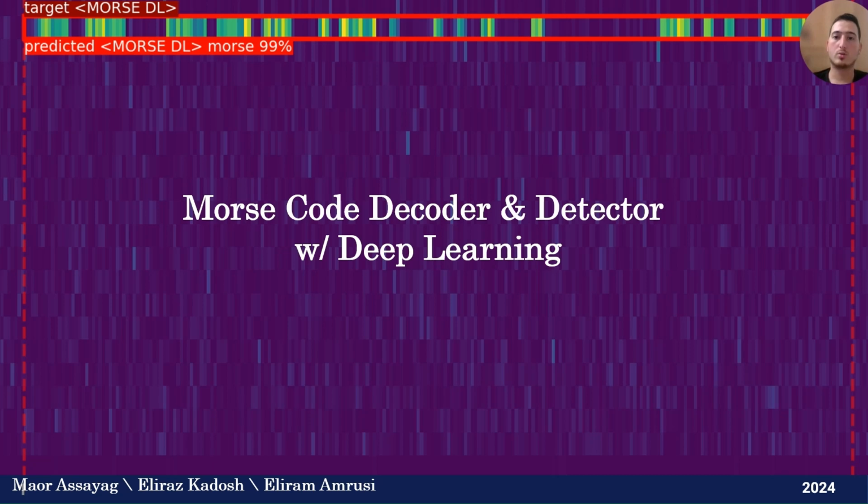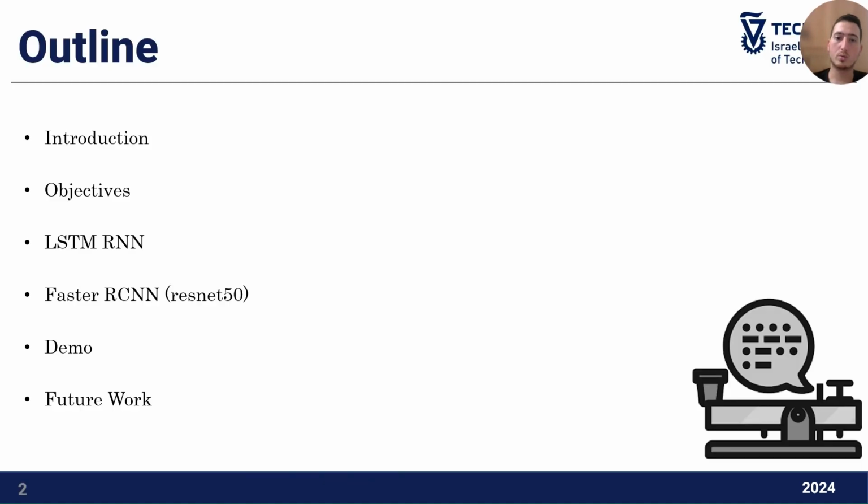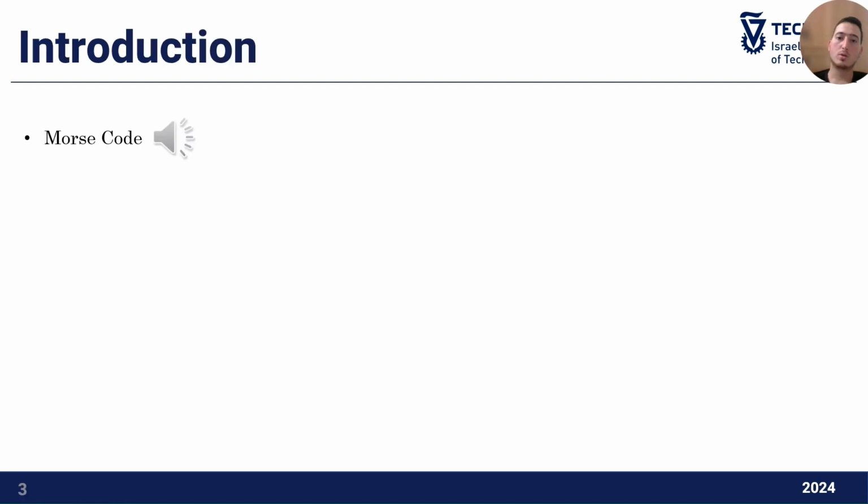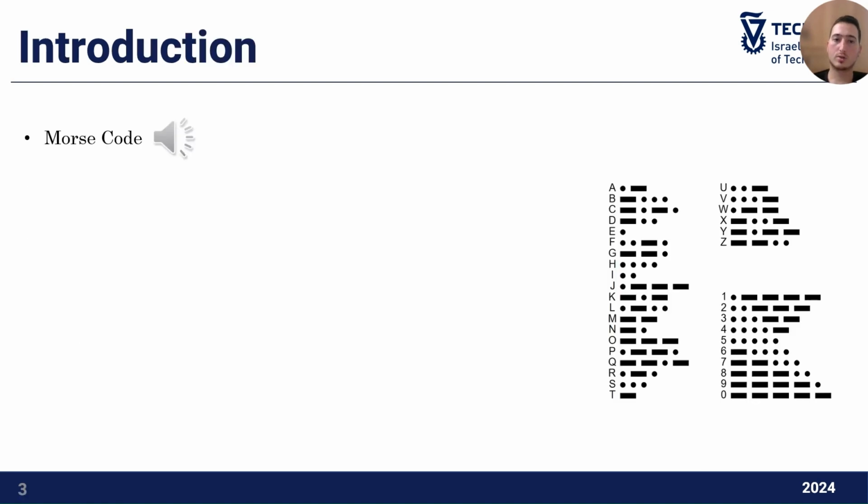Hello everyone. Today we are going to present Morse code decoding and detection using two deep learning models as part of the deep learning course in the Technion. First, we will have a quick look over the objectives of the project and how LSTM-RNN and ResNet can help us solve those tasks. Morse code uses short and long signals called dots and dashes to represent letters and numbers.